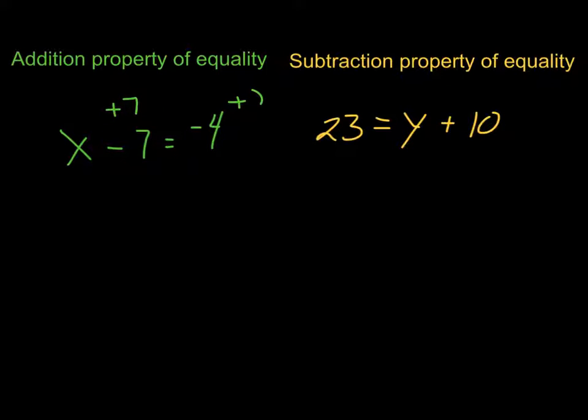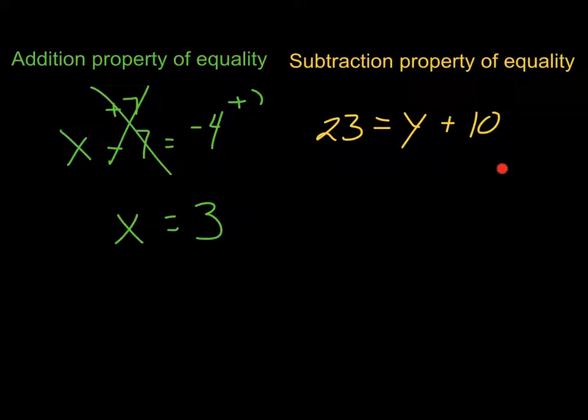So I've added 7 to both sides. Now that cancels these out. So now I'm left with x equals, so I have minus 4 plus 7. I know that would equal 3. So x equals 3. I've solved the equation.